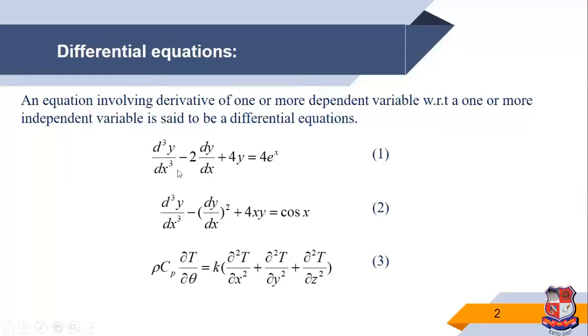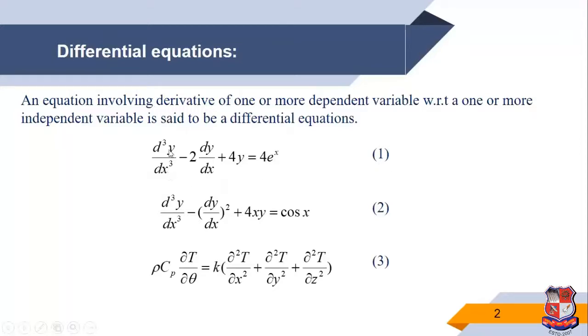then the equation is said to be a differential equation. As for example, suppose we write d cube y upon dx cube minus 2 dy by dx plus 4y is equal to 4 e raised to x. So this is a differential equation because d cube y by dx cube is the third order derivative, dy by dx is the first order derivative, y is a dependent variable and x is an independent variable.